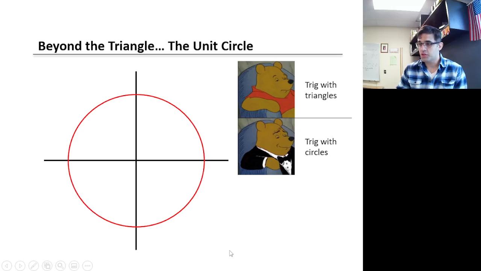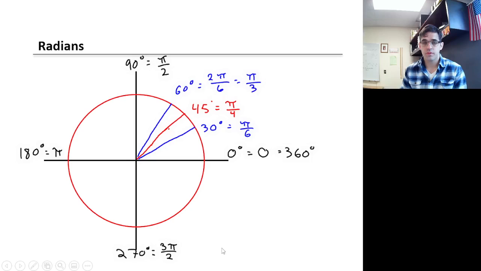Because we're talking about trigonometry with circles, we have to understand that circle trig has its own language for angle measures. Instead of using degrees, we're going to use what's called radians. And to understand radians, you just think: the circumference of the unit circle is 2 pi.